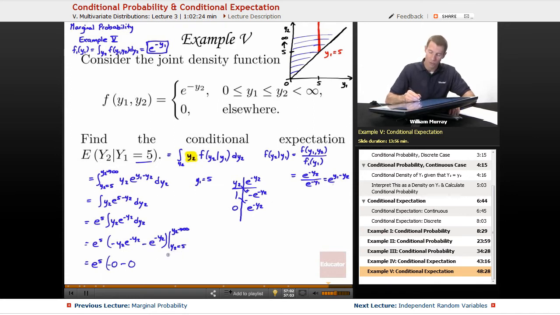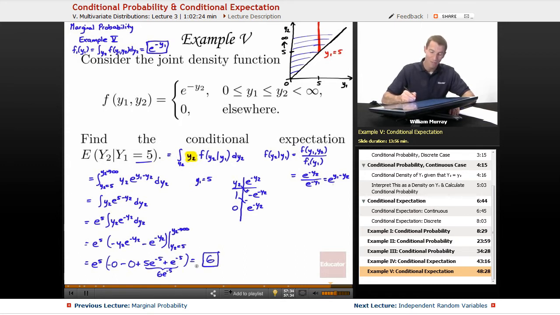And then I have the terms for y2 is equal to 5. So plus 5e to the negative 5, plus, I'm putting pluses in here because I'm subtracting negatives, e to the negative 5. And I see I've got e to the 5 times e to the negative 5. Those cancel out. And this is 6e to the negative 5 times e to the negative 5 cancels out. Gives me a very nice answer here. It's just 6 is my answer.